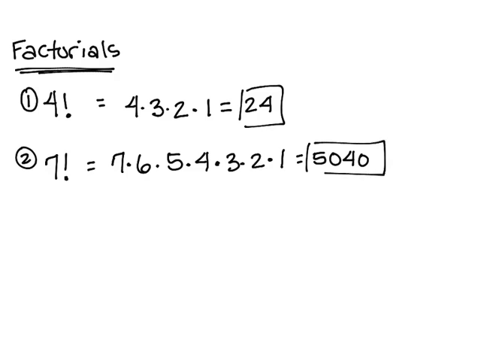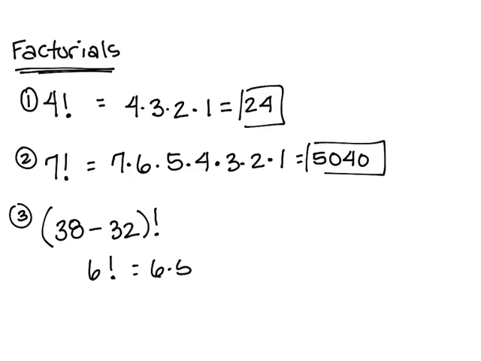Now we can be a little fancy with the factorials. We can do parentheses: 38 minus 32, factorial. Obviously, you would not do the factorial above 38 and 32. That's way too much. You would do the parentheses first, which is subtract, and that would give me 6 factorial. Then I would multiply 6 times 5 times 4 times 3 times 2 times 1, and that would give us 720. So all of this is the multiplication breakdown of a number.